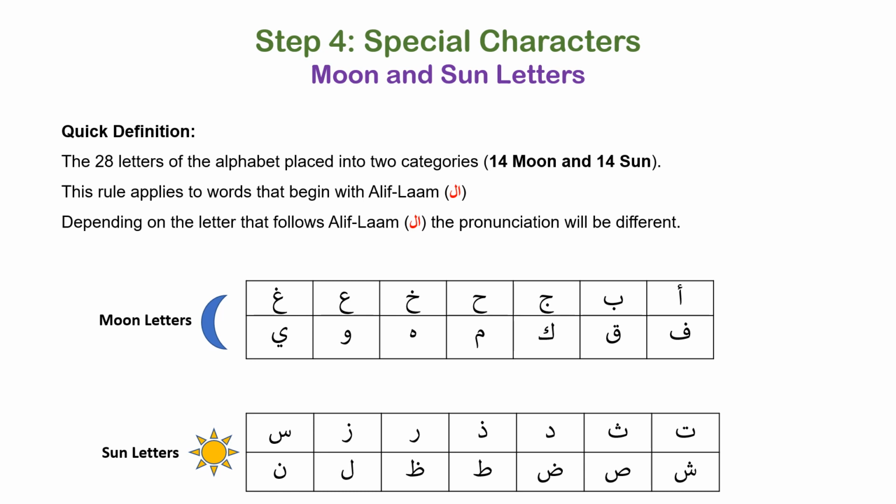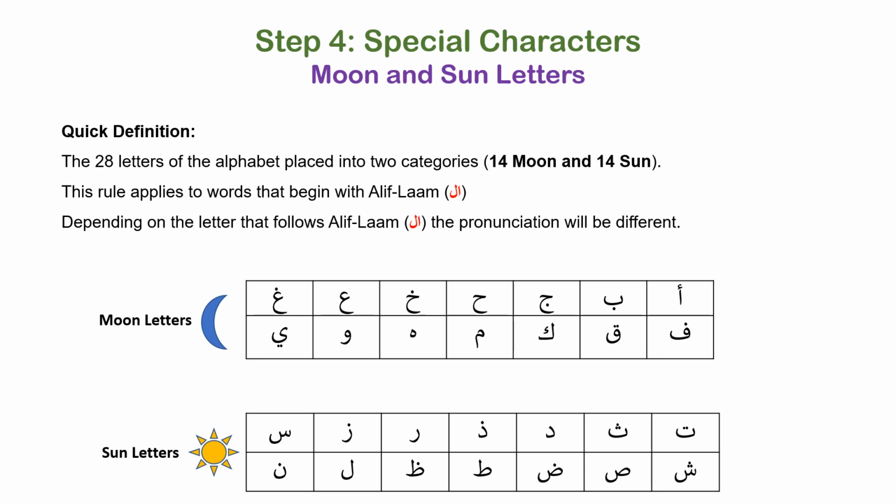So you should know the difference, because when a word begins with Aleph Lam, if the letter after Aleph Lam is a moon letter, the word will have a different pronunciation than if it was a sun letter. Don't worry too much. I'm going to make it much simpler than this and explain it in more detail. But first, let's get to know the moon letters and the sun letters.